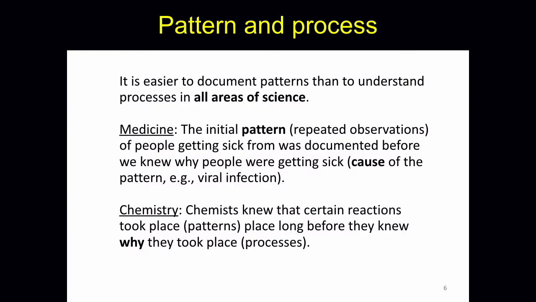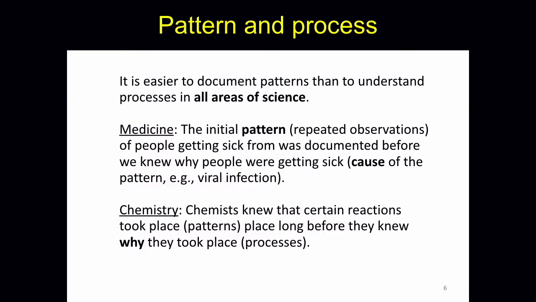Let's think of two examples, one from medicine and one from chemistry. We know that the initial pattern, that is repeated observations, showed that people were getting sick. We knew people get sick for thousands of years, and today we can see people getting sick all the time. The question is, why are people getting sick? What is the cause of the pattern? For example, it could be getting a cold, that is, having a viral infection. So the observable pattern is something we're actually quite familiar with. But how do we exactly figure out what the cause of that particular pattern is?